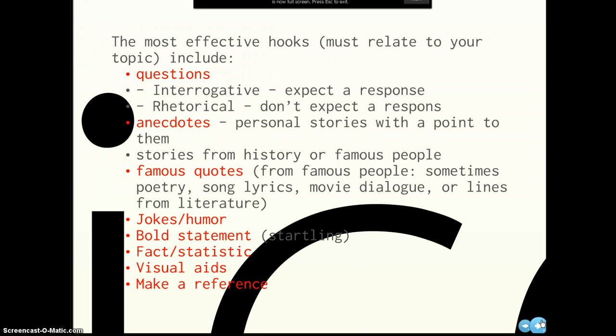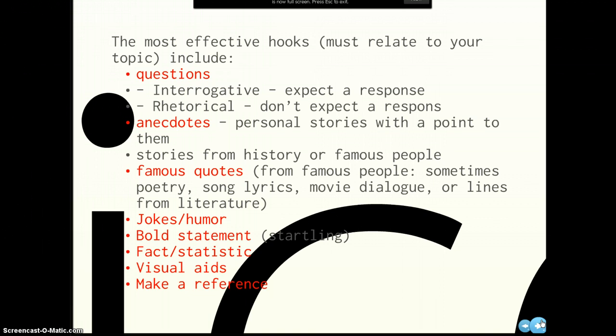Bold statements where you say, for example, if you look around the classroom, by the year 2015, 50% of you will be dying of AIDS. Now that's actually a statistic as well. If you have a fact like that, you can use something like that that will help grab your audience's attention. Just make sure it's a real fact. Otherwise, your audience won't believe you anymore.